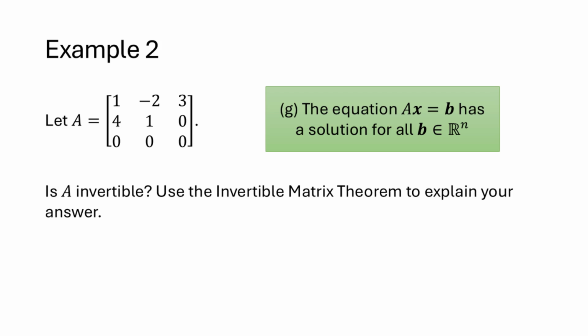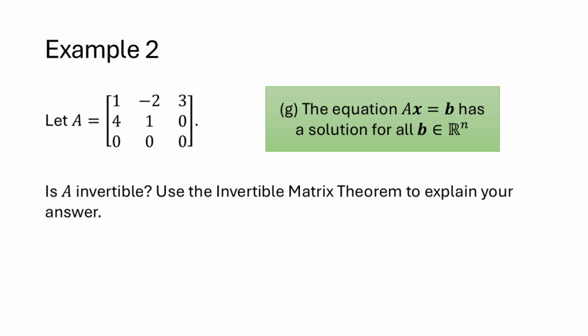Well, let's think about statement G. Statement G says that the equation AX equals B has a solution for all B in Rn, which is R3 in this case. So remember that A times X is a linear combination of the columns of this matrix. So we want to think about whether any possible vector in R3 could be produced by constructing a linear combination of the columns of this matrix.